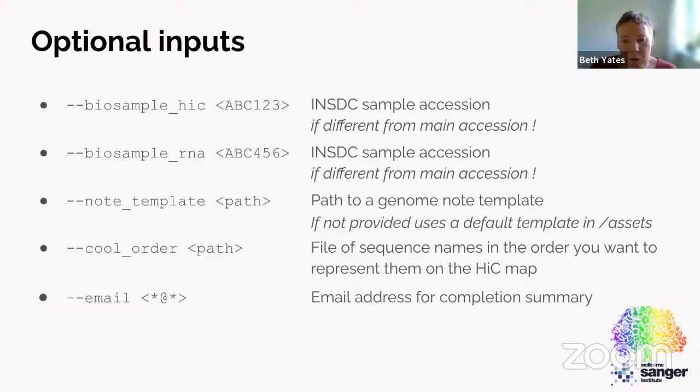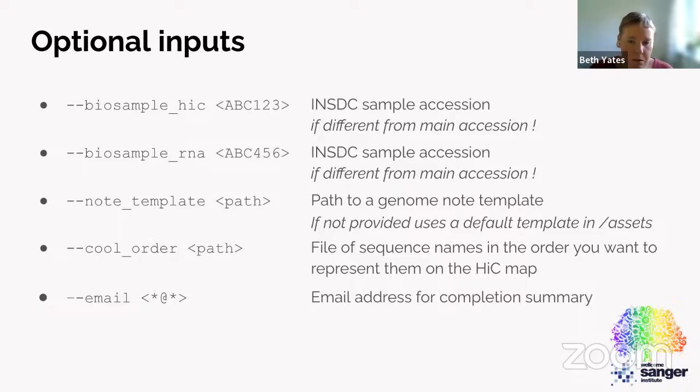There is a default template, which is the template that we use for genome notes within the Tree of Life, in the assets directory of the pipeline. If you don't provide your own template, it will default to the standard template, and the Genome-Note will come out looking very similar to what we produce within the Tree of Life. But if there are different sections that you want to include within your own Genome-Note, you can override the note template and provide a template of your own design. And then there are other optional inputs.